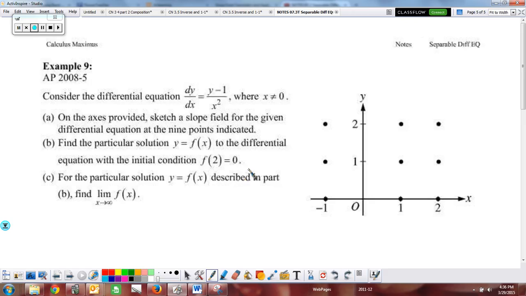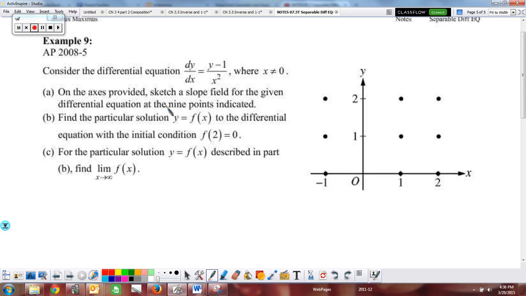And oh, look, 2008. We've been working on the multiple choice for 2008. Here's an example of what was actually one of the free response questions in 2008. So we have a differential equation given to you here. Notice it's an implicit form. So we know that it's not going to be the family of functions where they're all parallel to each other.